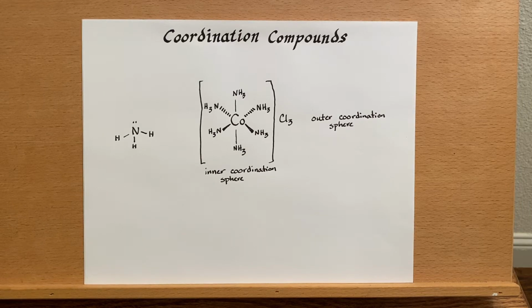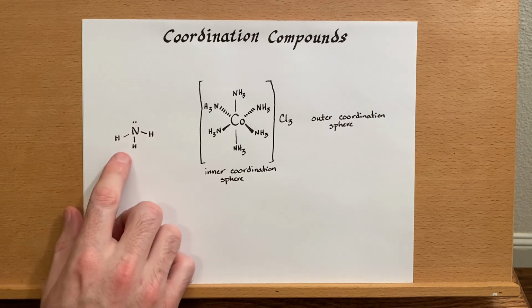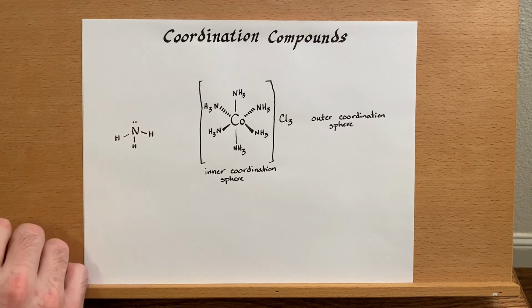Let's talk about coordination compounds. Coordination compounds get their name from coordinate covalent bonds. Coordinate covalent bonds are where one atom gives both of the electrons to the bond. So if you look over here, I've drawn the Lewis structure of ammonia, NH3, and you'll notice that it has a lone pair on the nitrogen.